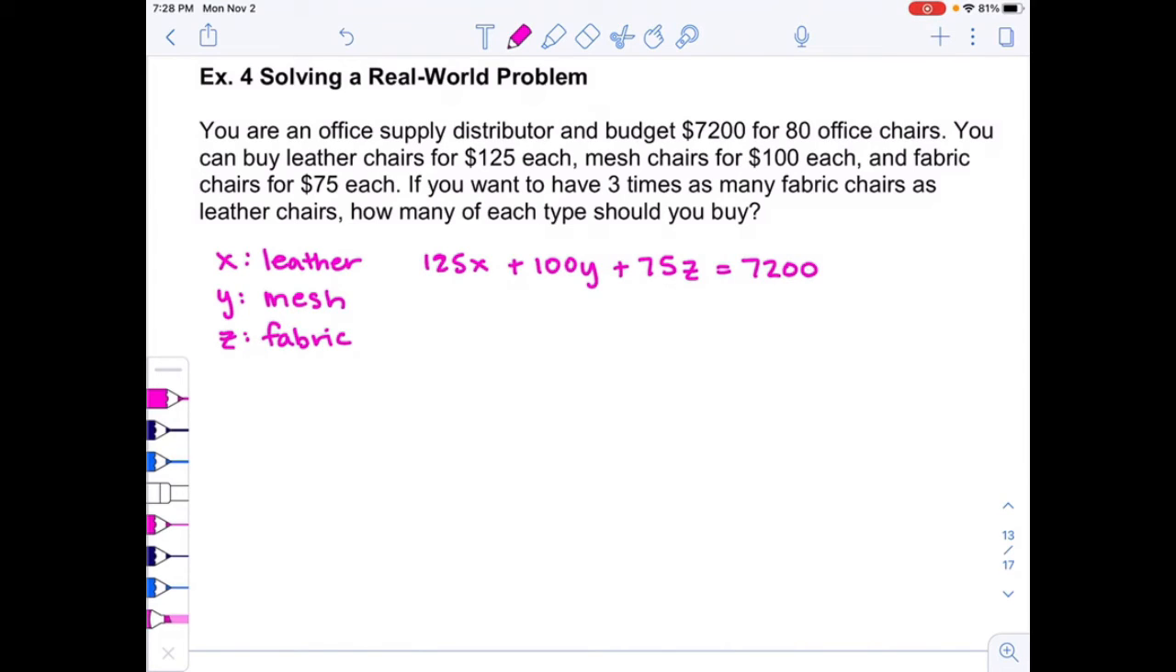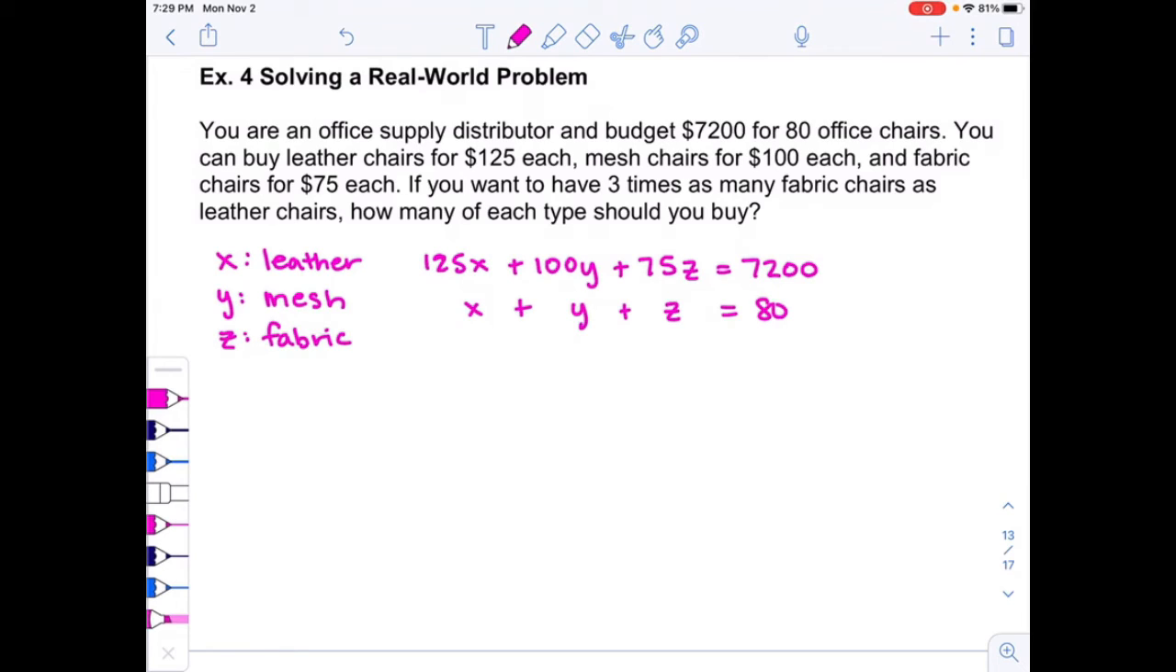Now, how do we make up the 80 chairs? Well, that's going to be x plus y plus z. Chairs plus chairs plus chairs is equal to number of chairs. Let's see what else they tell us. It says if you want to have 3 times as many fabric chairs as leather chairs, how many of each type should you buy? So our third equation we have to think about a little.